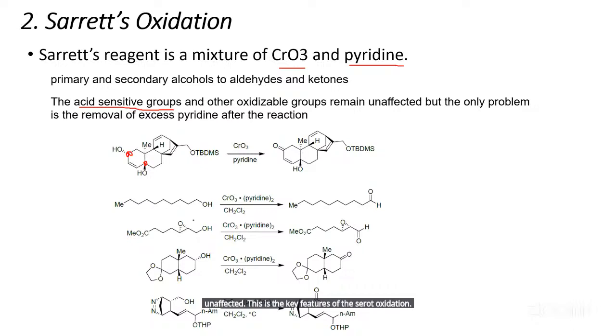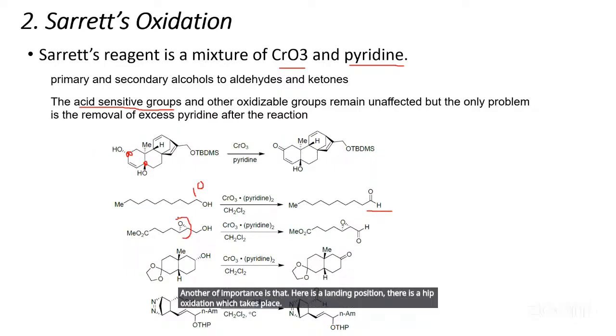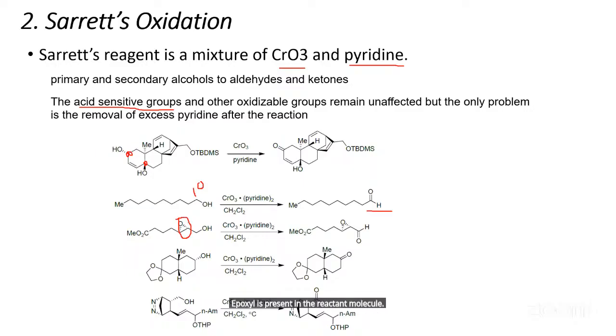Second example, this is a simple single primary alcohol. So it will be converted to the aldehyde molecule. Another important point is that here at the allylic position, there is an epoxide present in the reactant molecule, which is oxidizable. But this oxidizable epoxide remains unchanged, while the primary alcohol is converted to an aldehyde molecule.